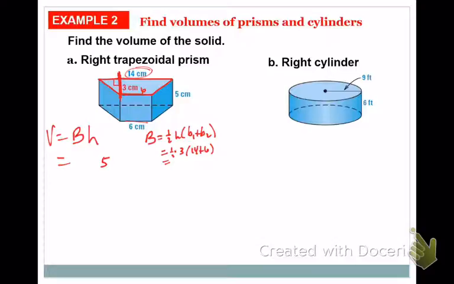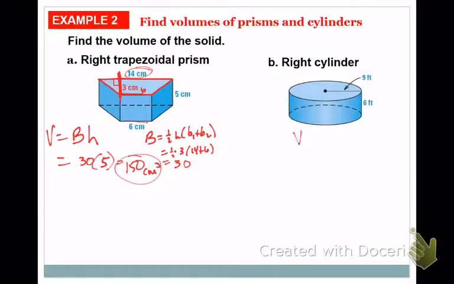Well, 14 plus 6 is 20, times 3 is 60, and then 1/2 of that is 30. So the area of that trapezoid is 30. So we simply take 30 times 5, and the volume is 150 centimeters cubed. Okay?